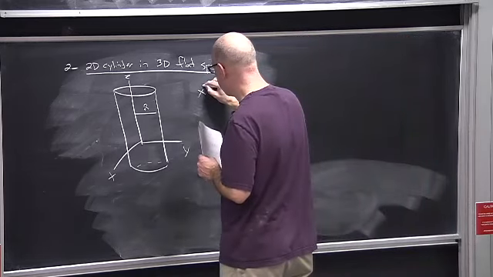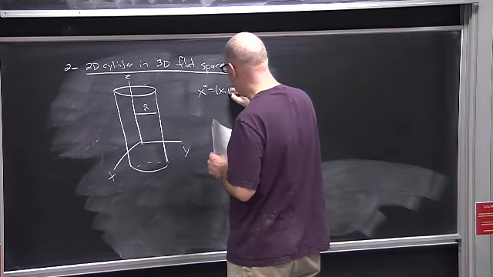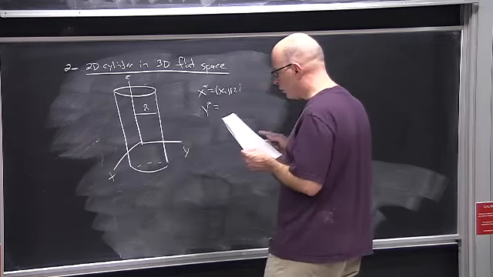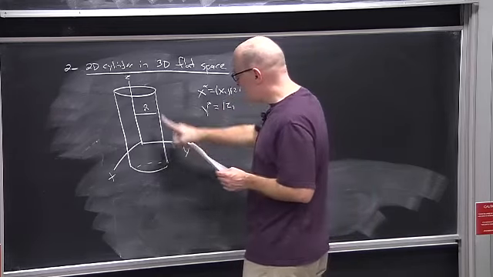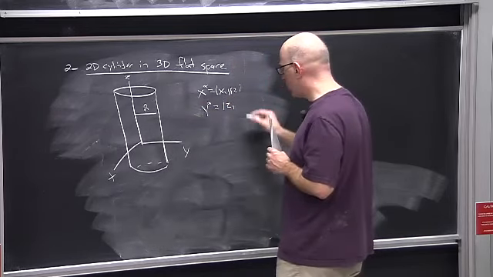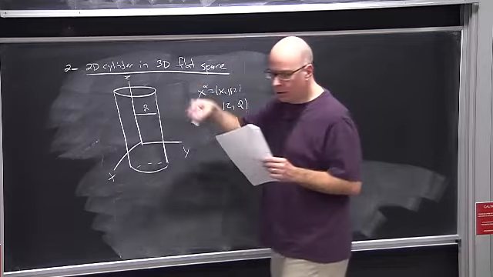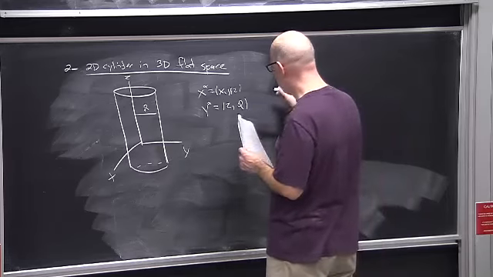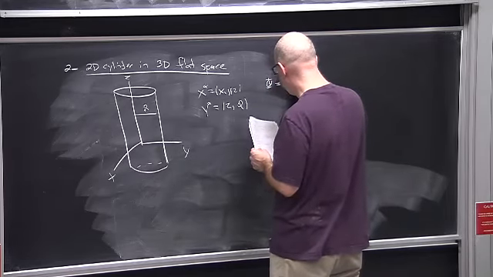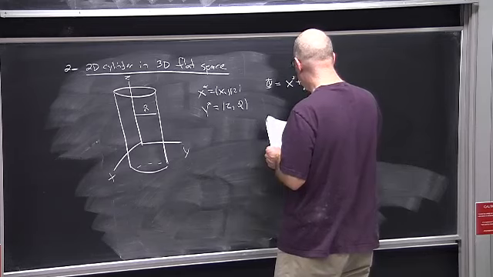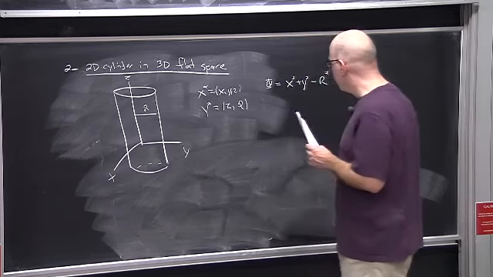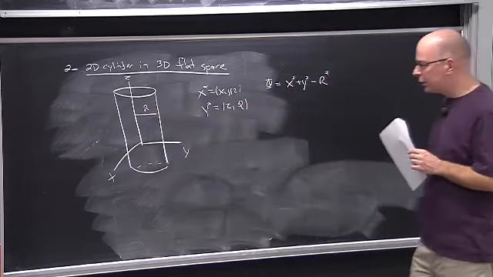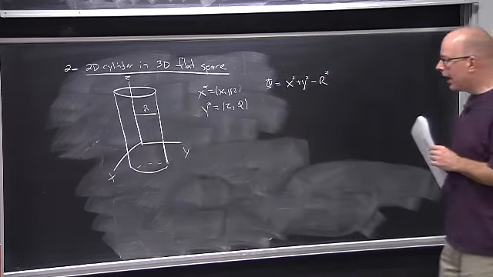So my extrinsic coordinates, my bulk coordinates, are still going to be x, y, and z. And for my intrinsic coordinates, what I'll do is to pick z again, because it's a nice coordinate on the cylinder, and then I'll pick phi, which is the angle around the cylinder. And so my function phi is going to be the statement that x squared plus y squared minus r squared is going to be 0. So that's the statement that the radius perpendicular to the axis is r.